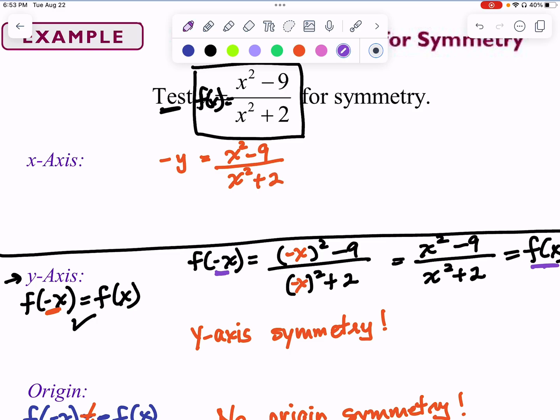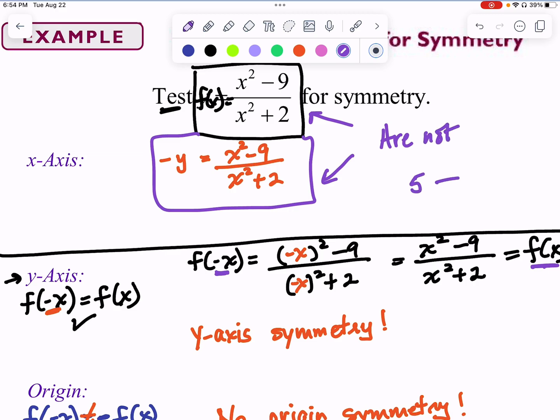And when I do that, I notice, look at this, what I got, and look at the original black one. These two are not the same. These are not the same, because 5 is not the same as negative 5. They're opposites of each other. So I did not get the original function back. I'm going to say no x-axis symmetry.